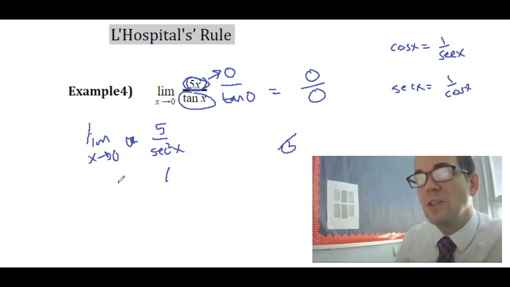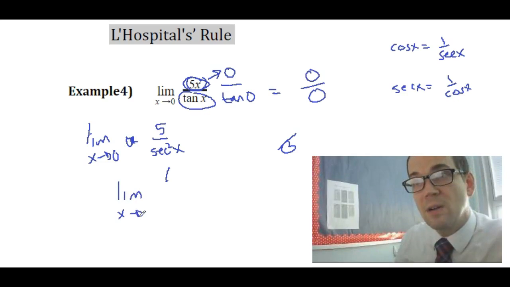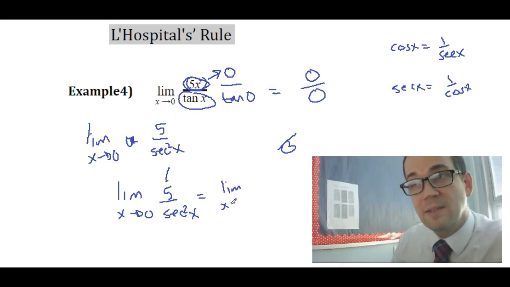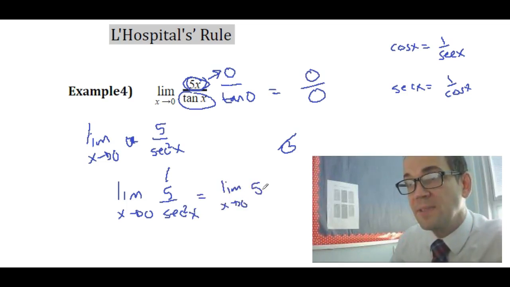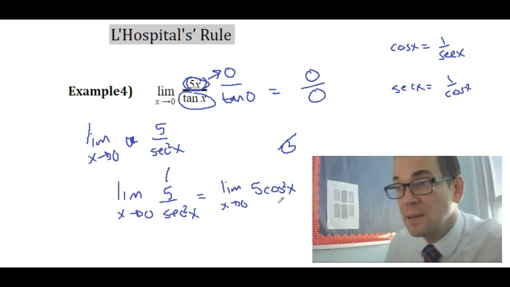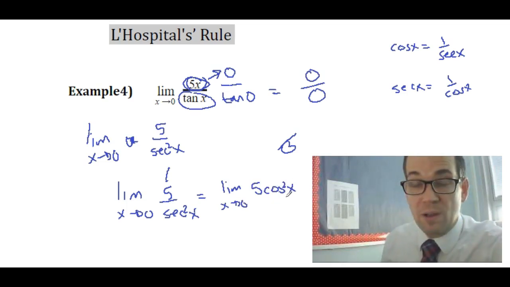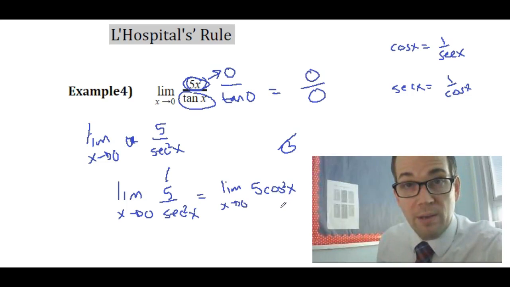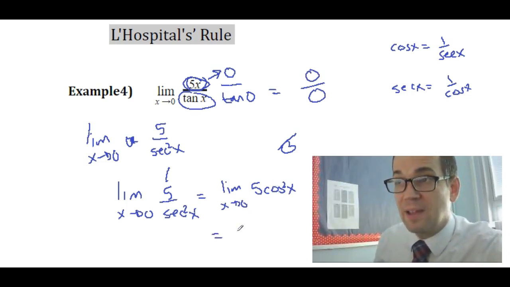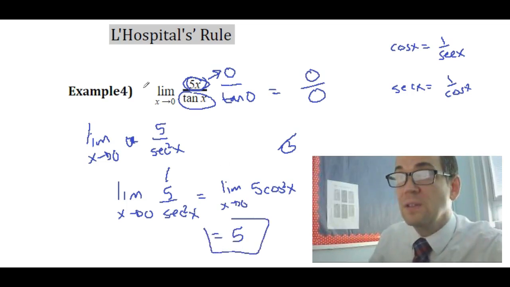Okay. So I should be looking at the limit as x goes to 0 of 5 over secant squared x, which is going to equal the limit as x goes to 0 of 5 times cosine squared x. Of course, if you plug in 0 to cosine, cosine of 0 is 1. 1 squared is 1. 5 times 1 is 5. So my final answer is going to be 5. So this limit equals 5.